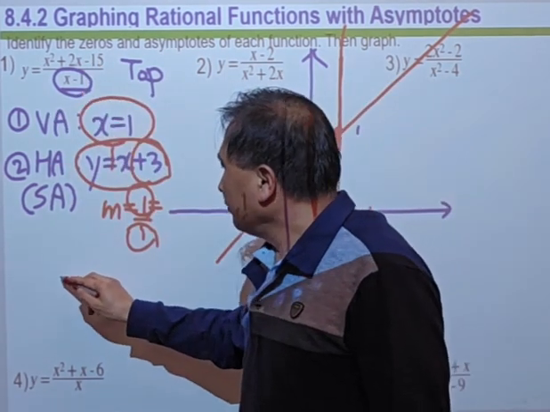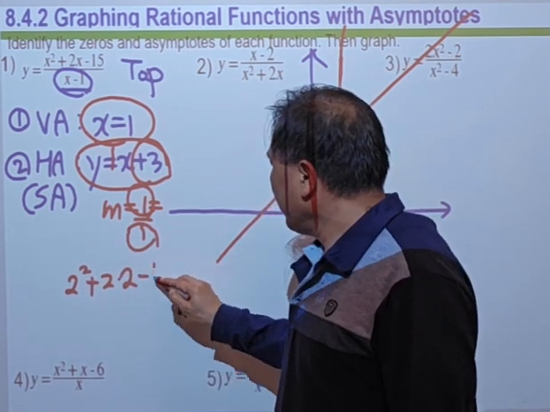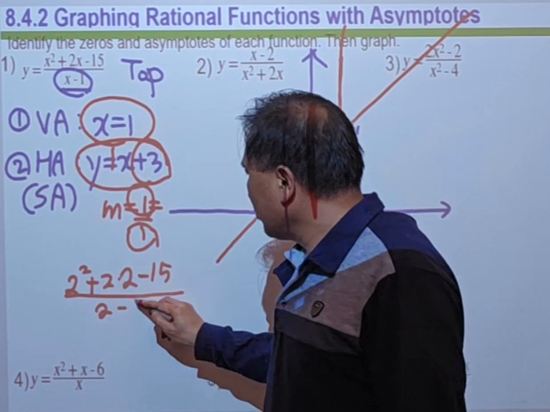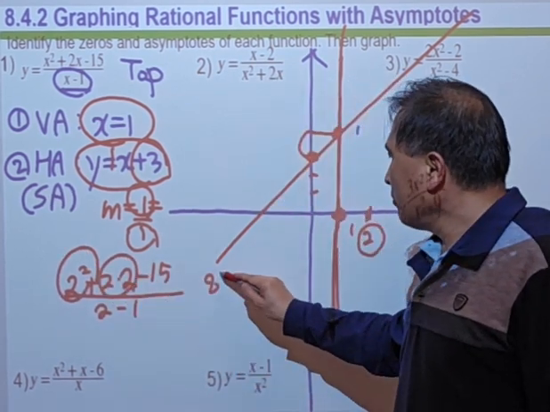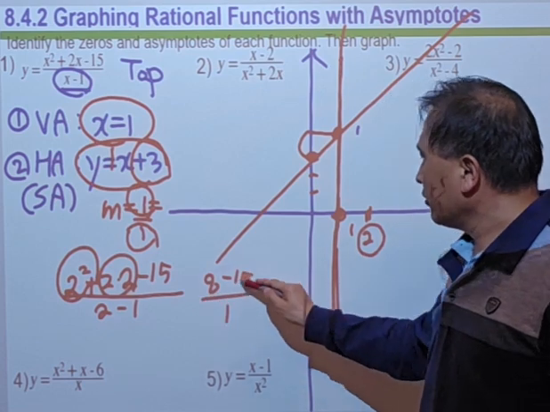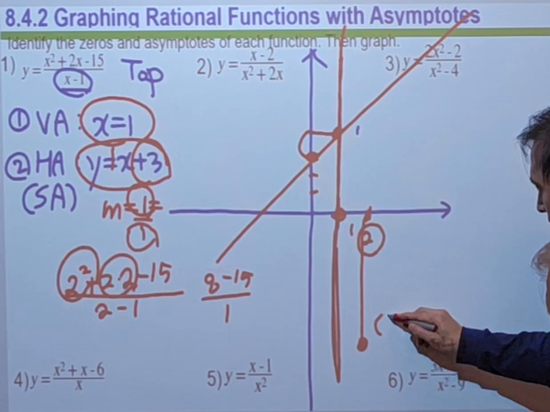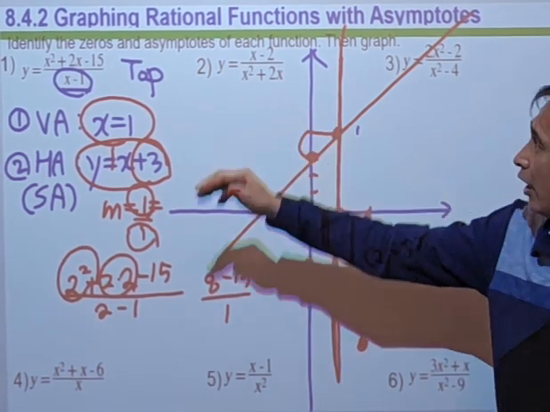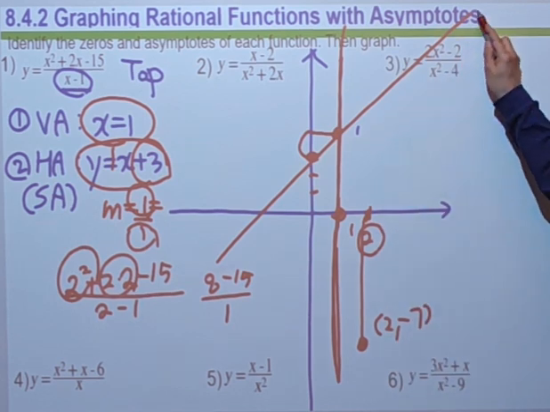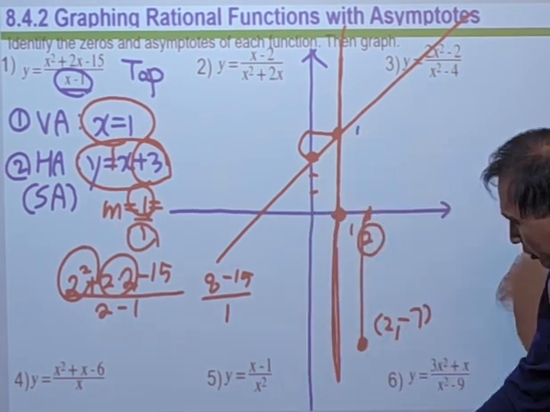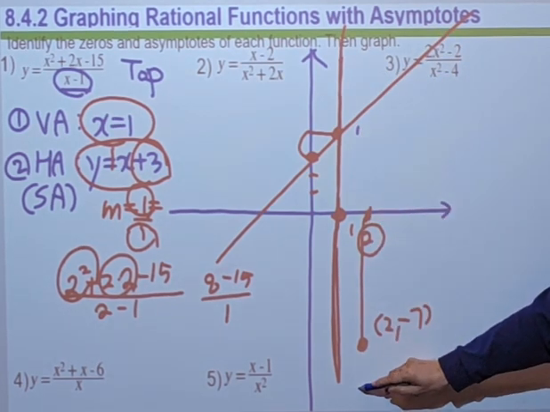2 squared plus 2 times 2 minus 15, over 2 minus 1. So this is a 4. So 8 minus 15 over 1. So this is negative 7. So 2 comma negative 7, let's say right there. The graph function should pass through 2 comma negative 7. Because of the asymptotes, the graph covers this section.